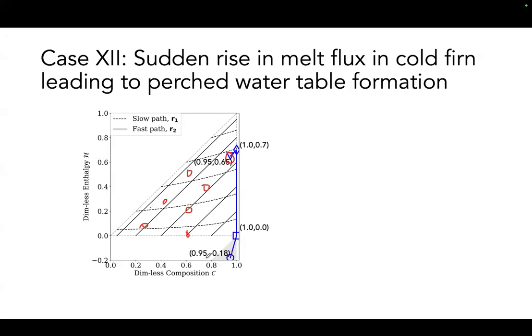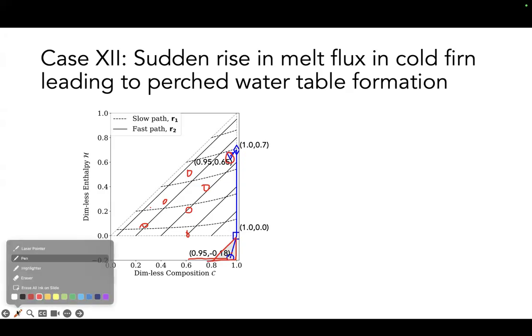If it is 95% composition, so 5% porosity, and the temperature is minus 30 degrees Celsius, so this is minus 0.18. What I would say is pick any number, low porosity, cold firn. In that case, you will form an impermeable ice layer straight off the bat.